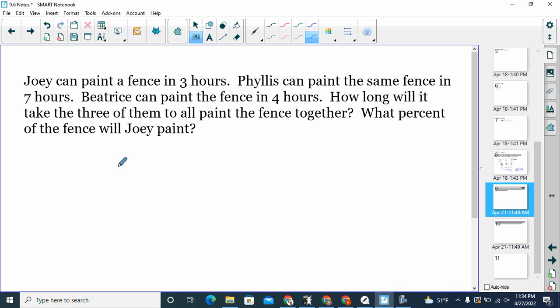Joey is 3 hours, so he does 1/3 of the fence each hour. Phyllis does 1/7 of the fence each hour. Beatrice does 1/4 of the fence each hour. And each hour, we are getting each of those things done. We want to know together what fraction of the fence they complete each hour.